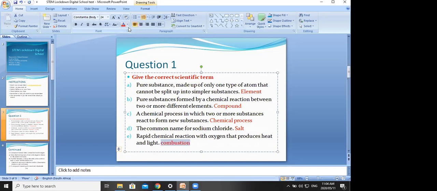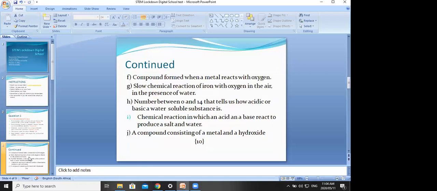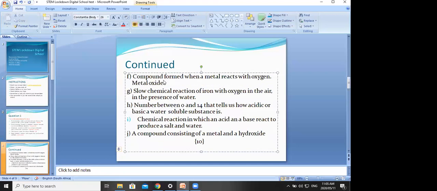Then any questions, grade 9, for our first part of the test? I hope there are no questions. Let us move to F. Compound formed when a material reacts with oxygen. Oxide. Metal oxides. If you are not following, grade 9s, you have every right to open your mic and ask a question.